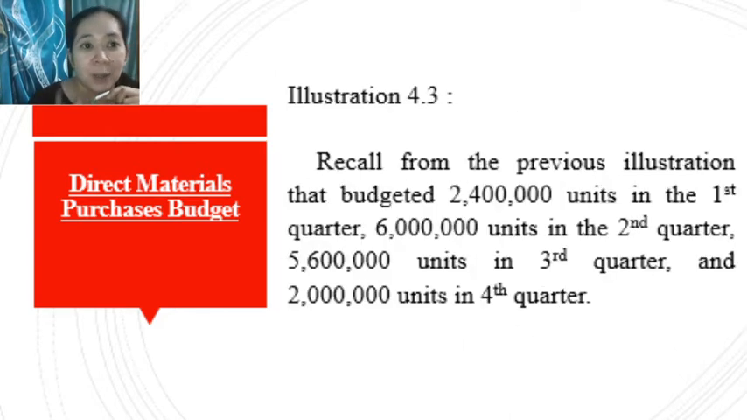Okay, so to continue, please recall that from the previous illustration, the budgeted units to be produced are 2.4 million in the first quarter, 6 million in the second quarter, 5.6 million in the third quarter, and 2 million units in the fourth quarter. These are our units to be produced for each quarter, based on the illustration in the previous video lecture on our production budget. We just forward these data.